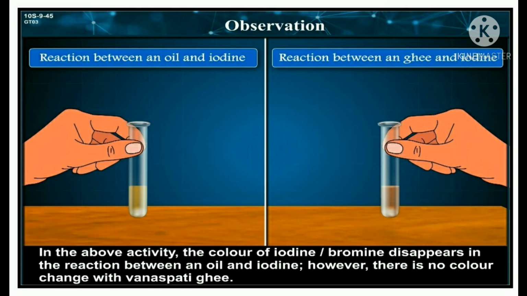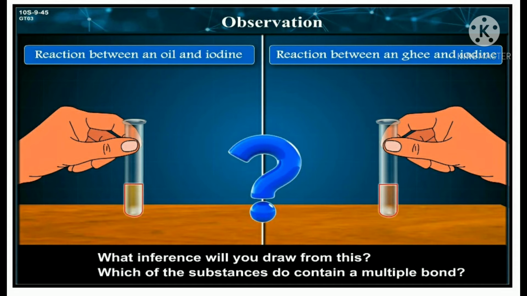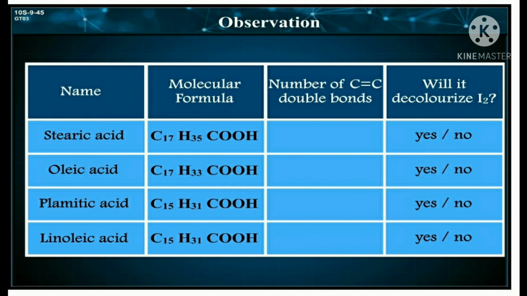In the above activity, the color of iodine or bromine disappears in the reaction between an oil and iodine. However, there is no color change with vanaspati ghee. What inference will you draw from this? Which of the substances contain multiple bonds? Observe the table given above.